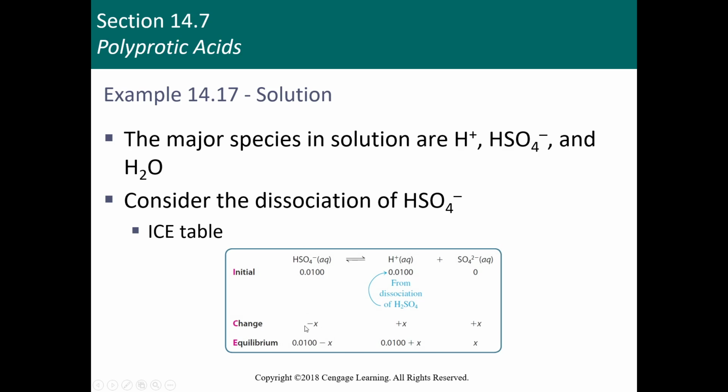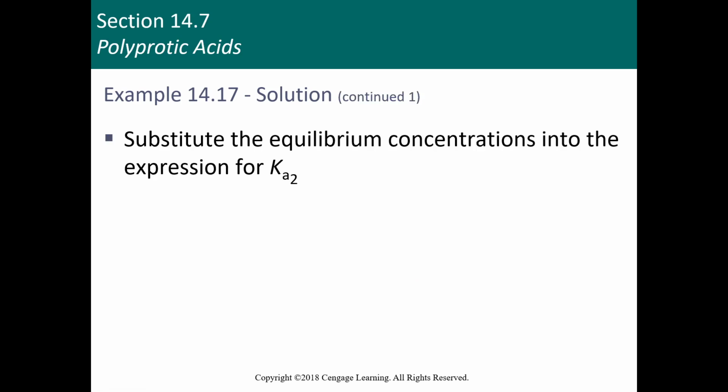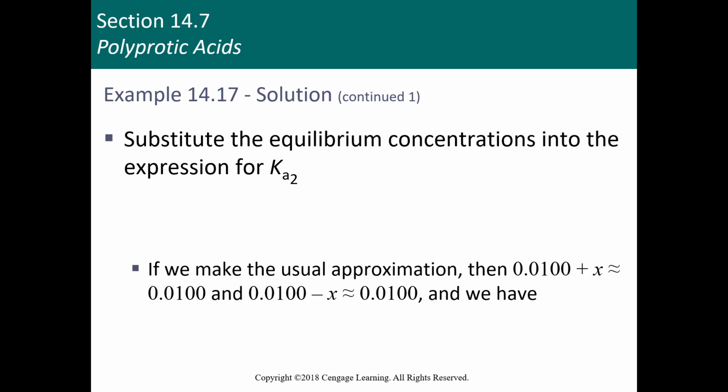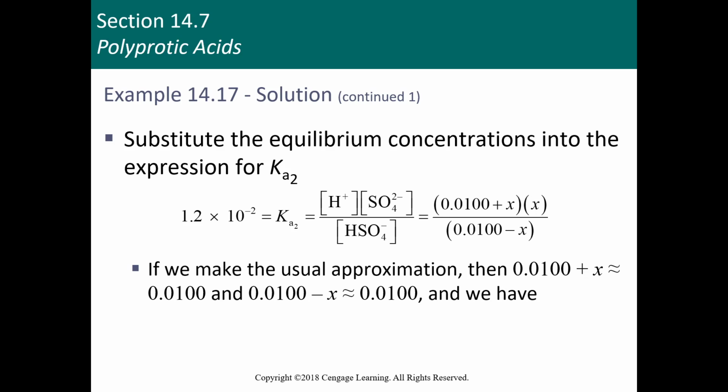And so we have then our change. Well, we use this up to make these, because we don't have any SO4- yet. All right, now, again, that's going to give us 0.01 minus x, 0.01 plus x, and then x for our SO4-. So let's go ahead and substitute these equilibrium concentrations into our Ka2 expression. So again, we have our Ka2, that's the value we're given. And we have 0.01 plus x on the top times x here. We have 0.01 minus x here on the bottom.